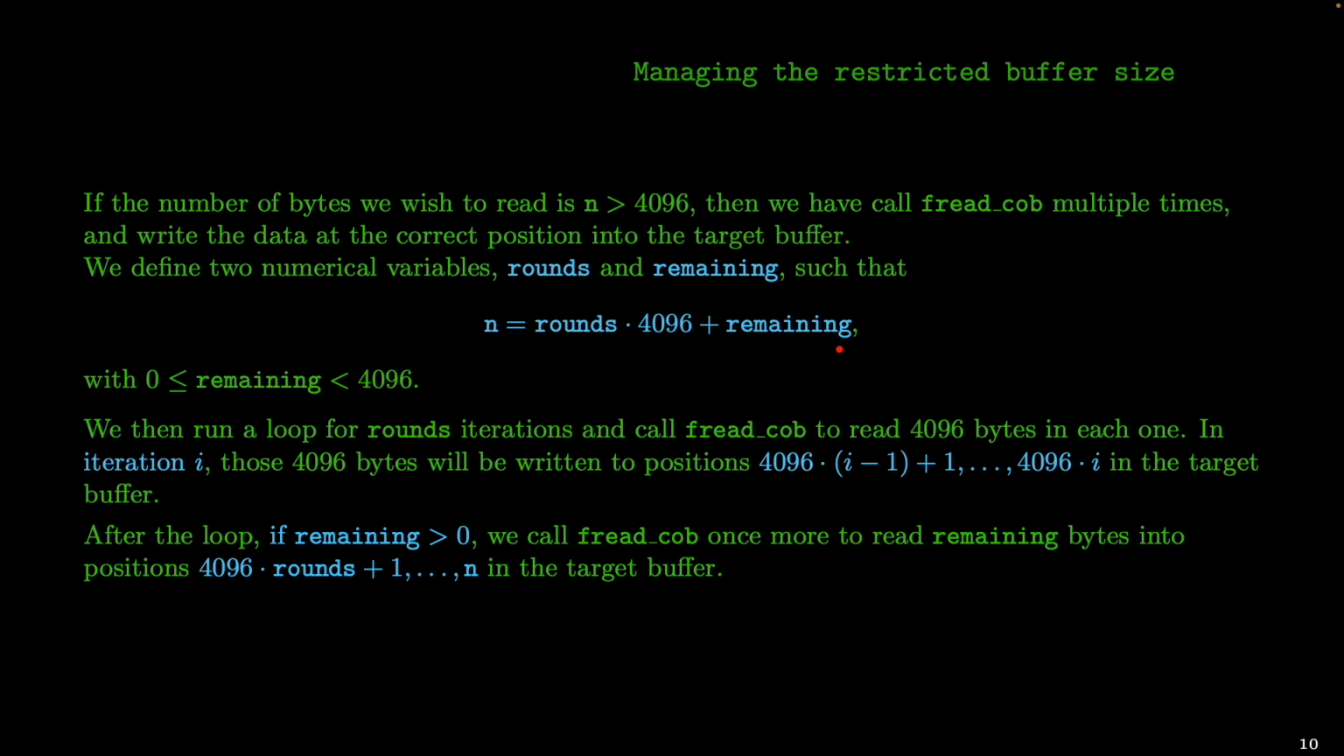Once the loop is over, so we iterated all the rounds, reading 4 kbytes in each, we still have remaining bytes left. So if remaining is larger than 0, we need to read more bytes, and we do this by calling fread once more with remaining as the parameter, so the number of bytes we read is remaining, and this will fill the positions 4096 times rounds plus 1 up to n in the target buffer, where n was the total number of bytes we wanted to read.